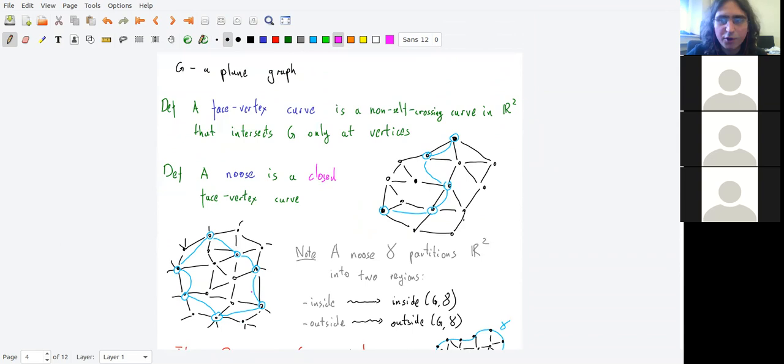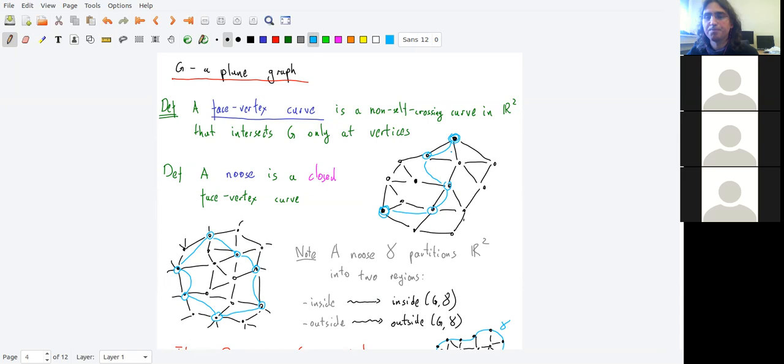So I will be working a lot with topological embeddings of planar graphs. I will usually assume that G is a plane graph, so a graph embedded in the plane. If I have a graph embedded in the plane, then I can think about curves in this embedding, and particularly an object that we will be looking at will be face-vertex curves. A face-vertex curve in a plane graph is a curve that looks like that. It is non-self-crossing. It just goes somewhere in the plane. It can start, say, at some vertex or maybe in some face, and it can end at some vertex or some face. But the rule is that it can intersect the graph itself only at vertices.